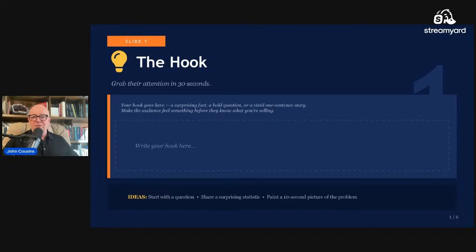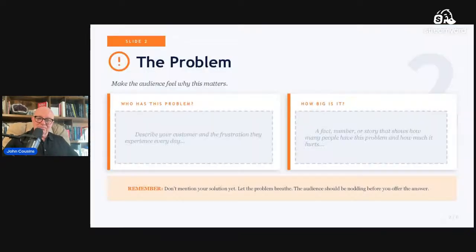So first, what we talk about first, right? The hook. This is where you grab their attention in 30 seconds. Your hook goes here. Surprising fact, whatever it's going to be, write it down in there. A vivid one-sentence story. Boom. This is where you really grab people, right? Ideas, here's the thing. Start with a question. How many of you have ever, whatever it is, or a surprising statistic, or paint a 10-second picture of the problem. Those are the things to do in that one.